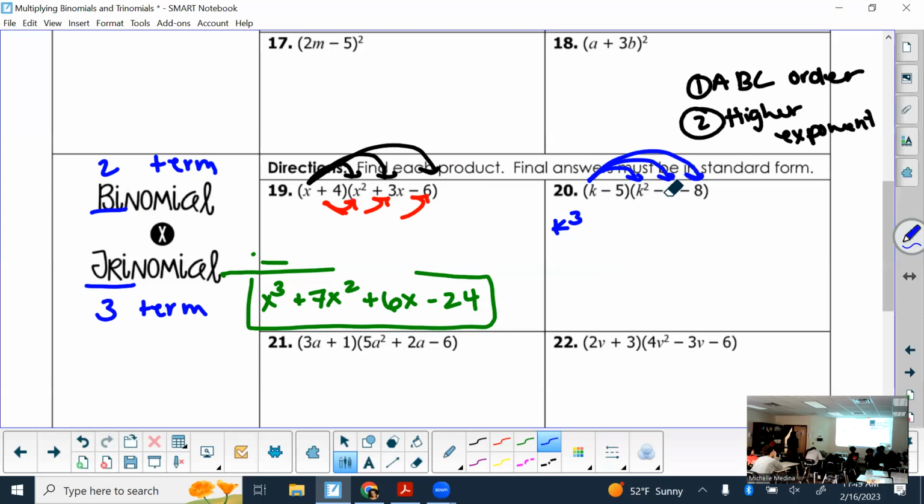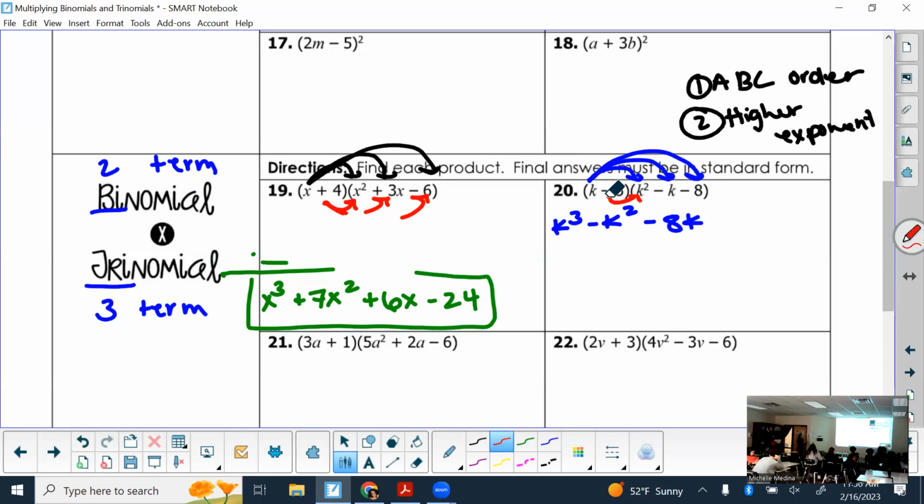Table 2, what's k times negative k? Negative k squared, good, because k times negative k, so 1 times negative 1 gives me the negative. K times k is k squared. And then k times negative 8, table 3 was k times negative 8. Okay, great. So we distributed the k. What do I distribute next, table 4?